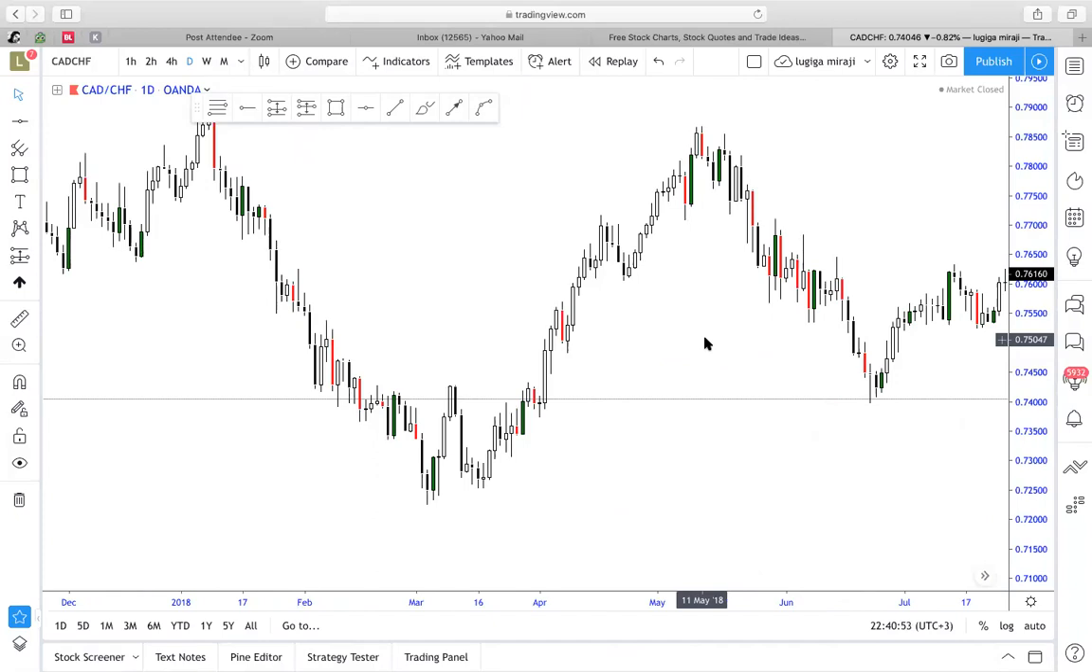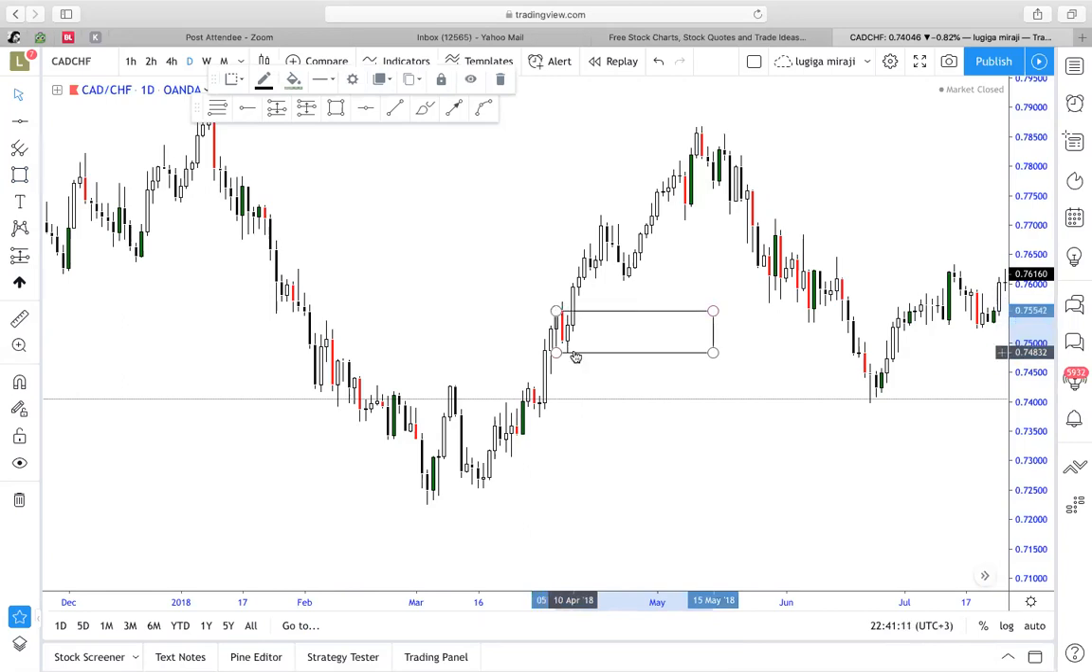How supply and demand, the structures, the scenarios, how the price moves. Price moves by supply and demand, meaning the imbalance between the sellers and buyers. This is the imbalance we are talking about. This is the level whereby sellers and buyers were at equal balance. And once the price moves up, it shows you that the buyers are more compared to the sellers.